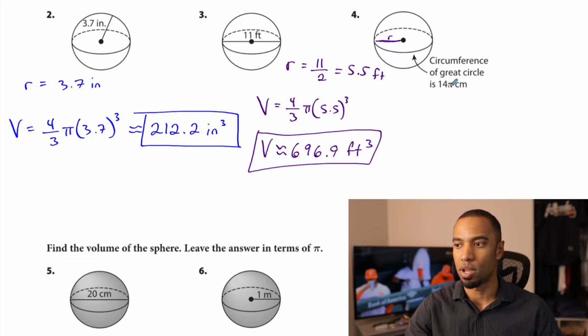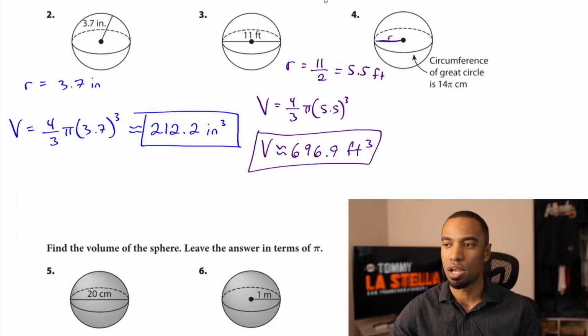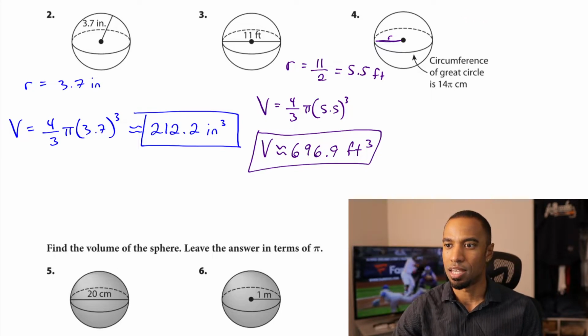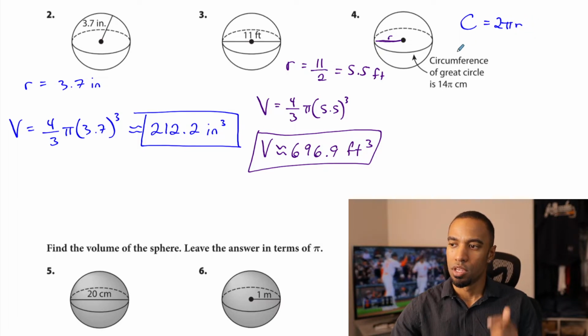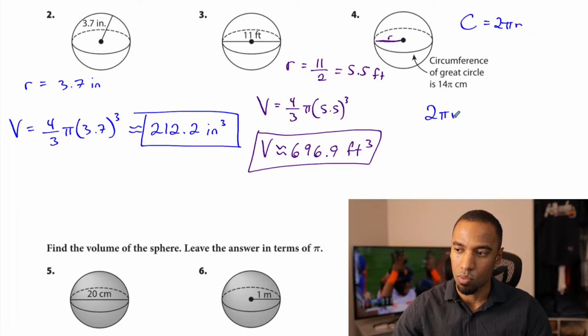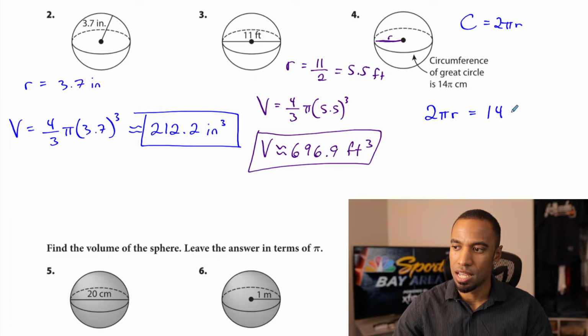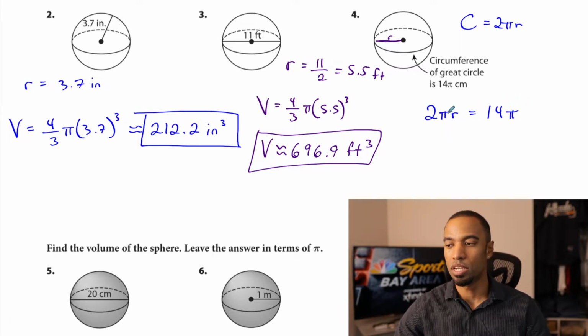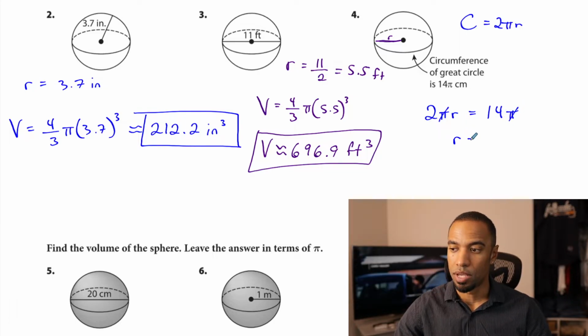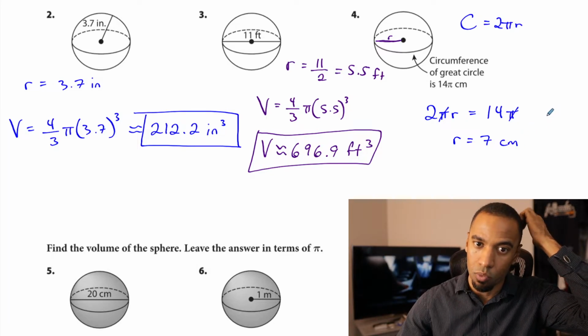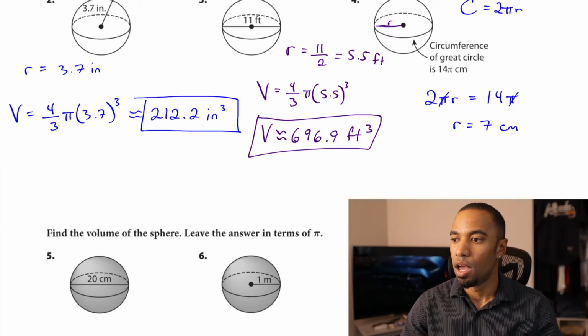So the circumference of the great circle is 14 pi centimeters. Now the circumference of any circle, guys, is 2 times pi times your radius. So if 2 times pi times the radius is 14 pi, we can divide both sides by pi, the pi's go away. We can divide both sides by 2, and we get a radius of 7 centimeters. Okay, so that is the radius of this one right here.